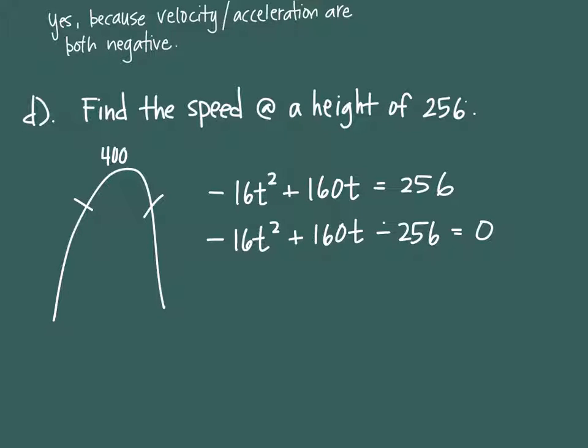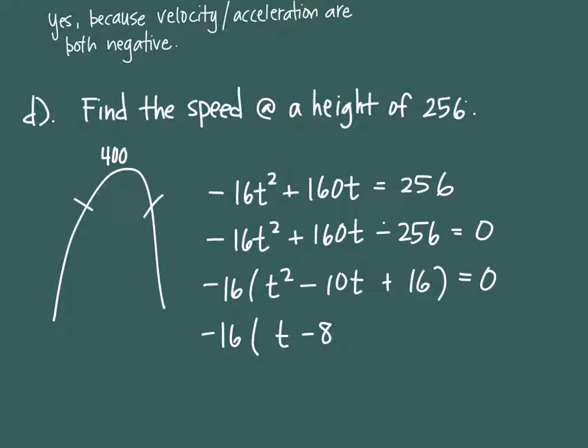That can be factored by taking the negative 16 out because the entire equation has 16 in it. So this factors perfectly. A negative 16 on the outside and t squared minus 10t plus 16 on the inside, which further factors very nicely into t minus 8, t minus 2. So the two times are 2 and 8. That doesn't answer the question though. That's when I get to a height of 256, but the question is find the speed.